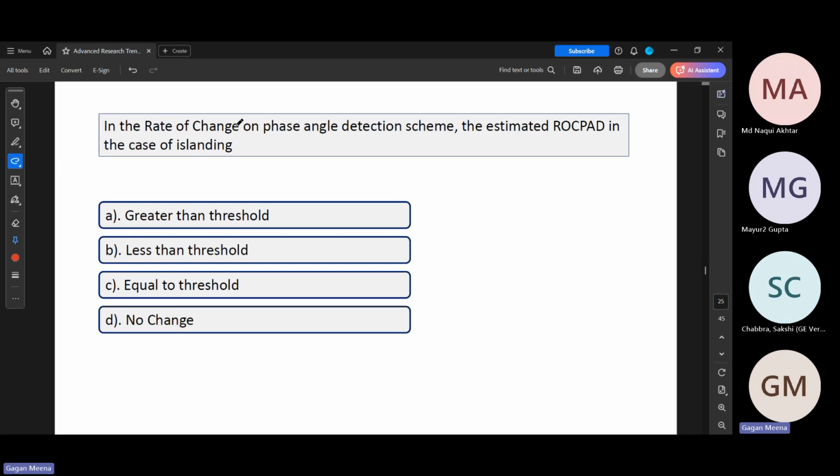Next question: in the rate of change of phase angle detection scheme, the estimated rate of change of phase angle in case of islanding is greater than threshold, less than threshold, equal, or no change. This is a very easy question based upon the passive islanding detection technique. This is what we have discussed. So what should be the answer? Very simple question. A. Yes, greater than the threshold.